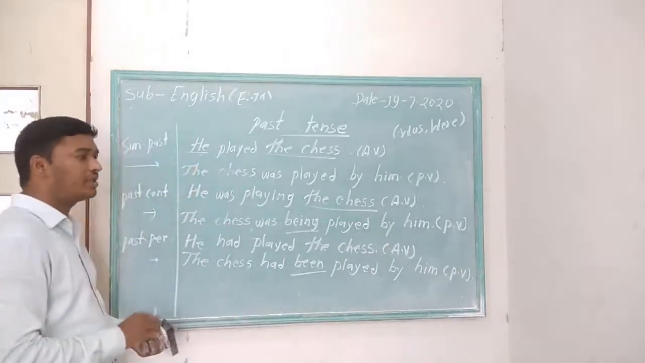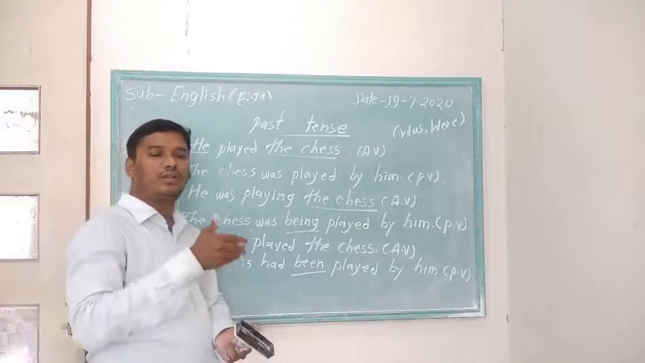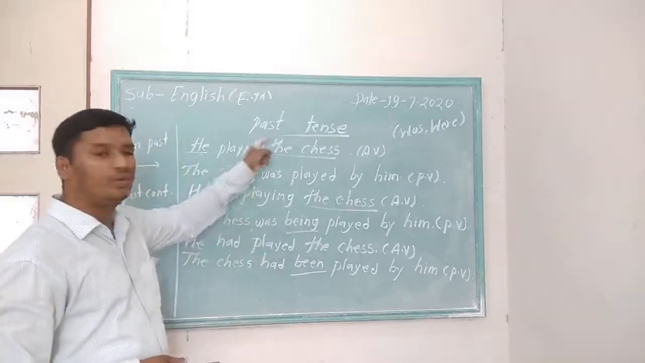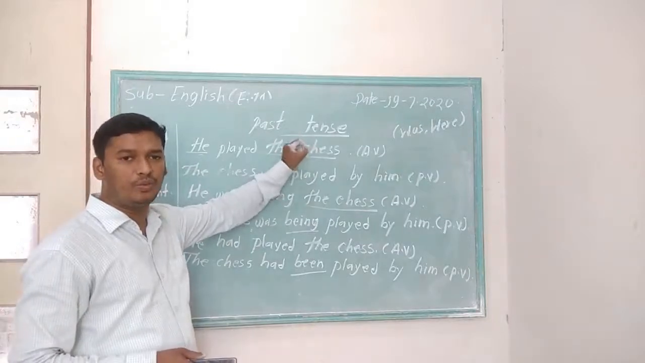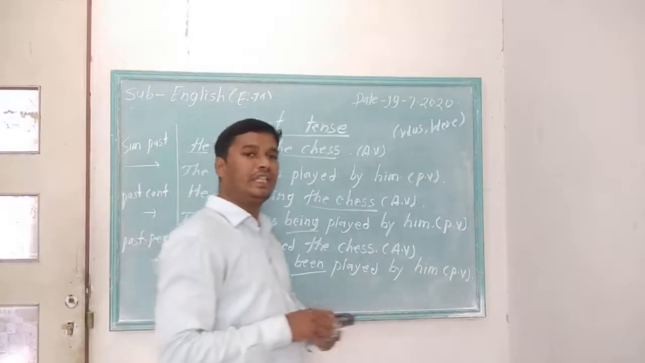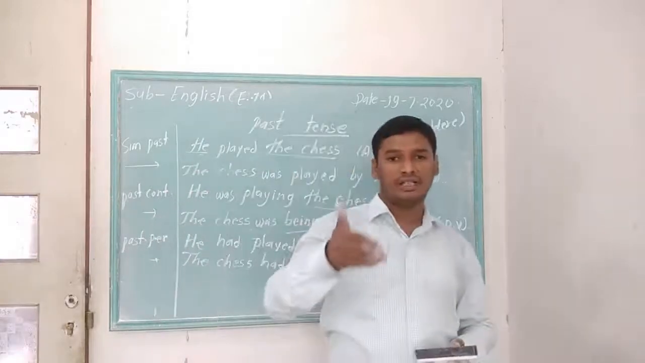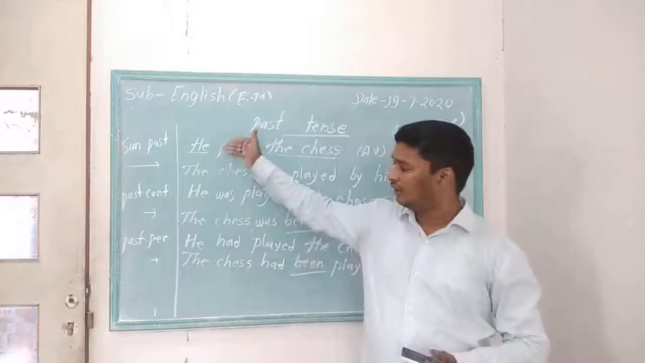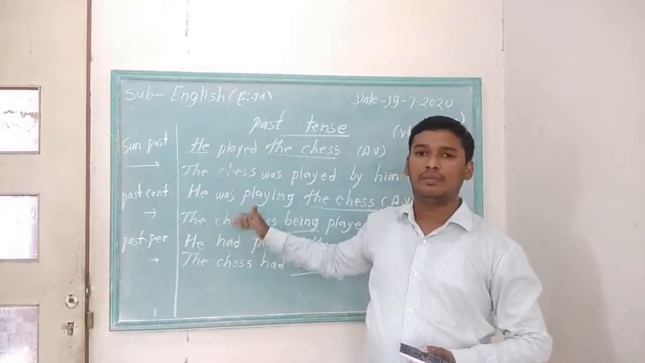Look, all the rules are the same. We have just changed the auxiliary verbs according to the tense. It is past tense, so we have taken was and had. If it is continuous, take "being". If it is perfect, take "been" after the auxiliary verb. Okay, these are the sentences in past tense.